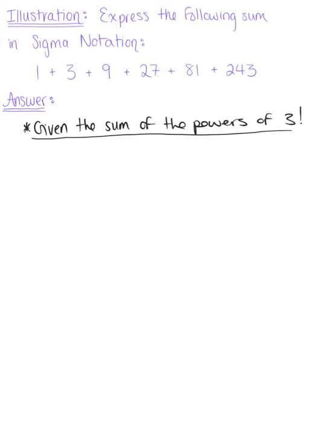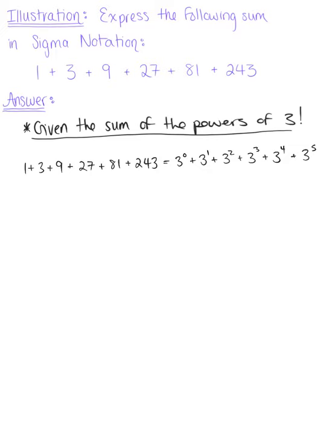So let's rewrite this sum so we can really appreciate this. Again, we have 1 plus 3 plus 9 plus 27 plus 81 plus 243. And we know anything raised to the 0 is 1. So if we have 3 to 0, we would get 1. If we take 3 and raise it to the first power, we get 3. If we square 3, we get 9. If we cube 3, we get 27. If we raise 3 to the fourth, we get 81. And then 3 to the fifth is 243.